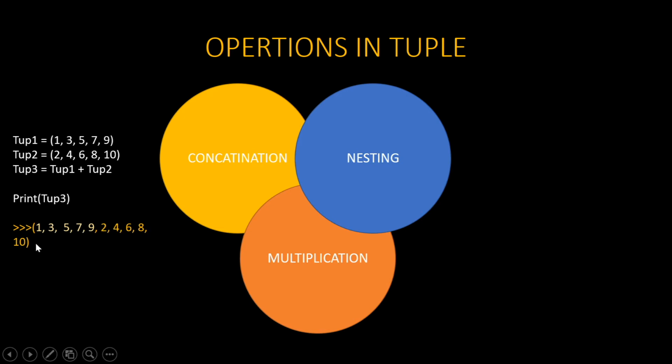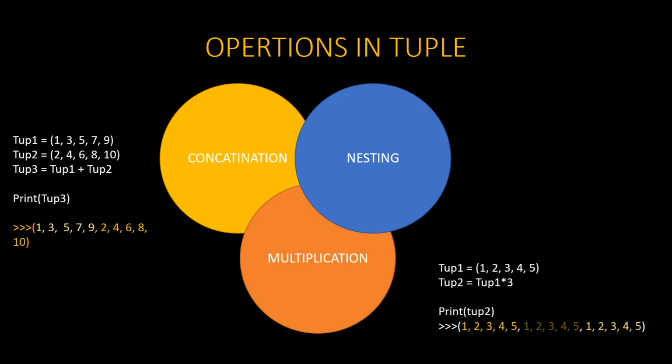8 and 10. Let's go further and talk about the example of multiplication. Tube 1 is equal to 1, 2, 3, 4, 5 and tube 2 is equal to tube 1 times 3. That means when we print tube 2, it will print tube 1 three times. In this case, tube 1 is 1, 2, 3, 4, 5, so it will print 1, 2, 3, 4, 5 three times, as you can see in the output.